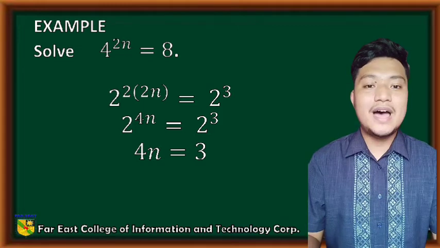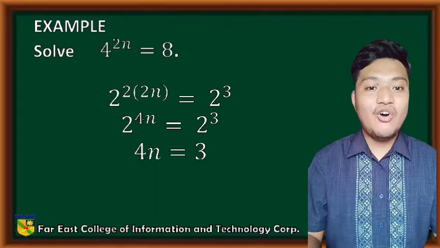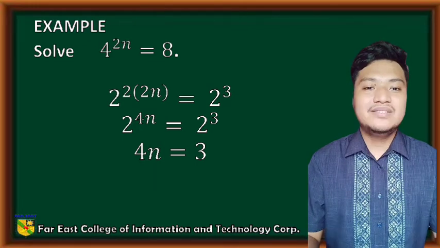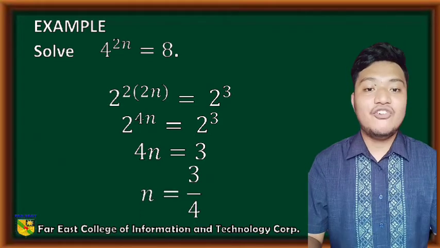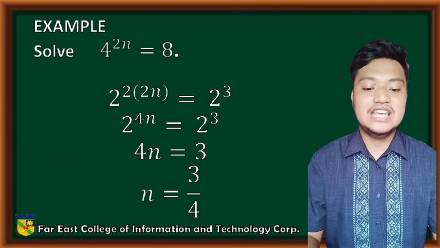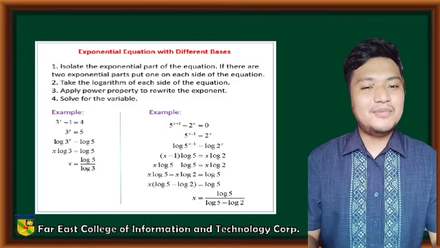So, paano natin matatanggal si 4? You need to divide both sides by 4. 4n divided by 4 and 3 divided by 4, the answer is n is equal to 3/4. Okay? What about if different bases naman sila?